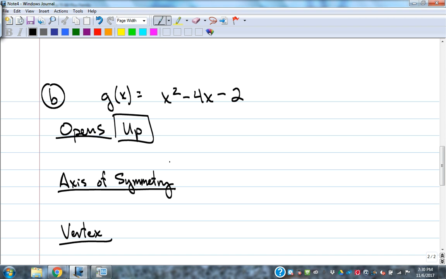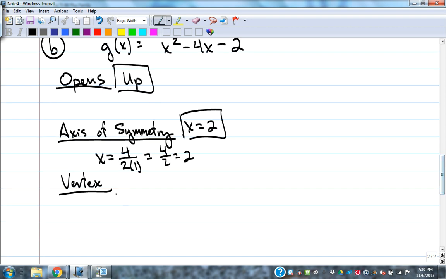So we know it's going to open up. Axis of symmetry. X equals negative b over 2 times a. So it'll be 4 over 2 is 2. So x equals 2. We know the vertex. We get that for free because we got the axis of symmetry. And then plug that into the original problem to get the y value. Whether you do that with the calculator and the graph and the trace button or the old-fashioned way, I don't care. But you got to be able to do it. So be 4 minus 8, which is negative 4 minus 2 is negative 6.